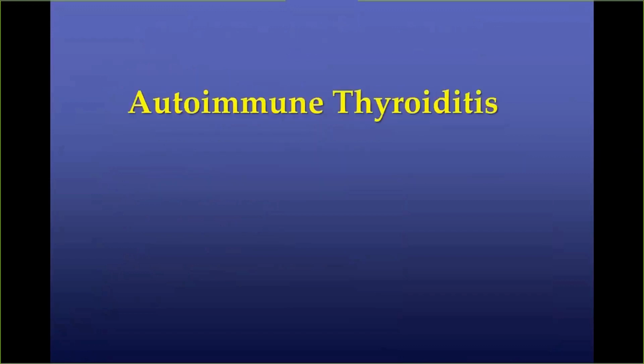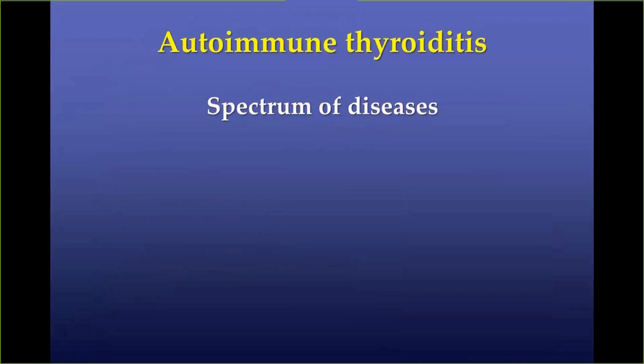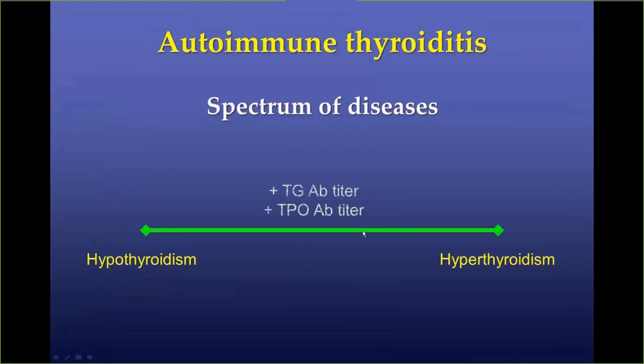Next will be autoimmune thyroiditis, and that's a spectrum of disease that goes from hypothyroidism to hyperthyroidism. The two important antibodies here are thyroglobulin antibody and thyroid peroxidase antibody titers. But as I mentioned, it's a spectrum. A lot of people will think about it as just hypothyroidism or hyperthyroidism, but autoimmune thyroiditis is a spectrum, so it could go both ways, and I'll talk more about that.